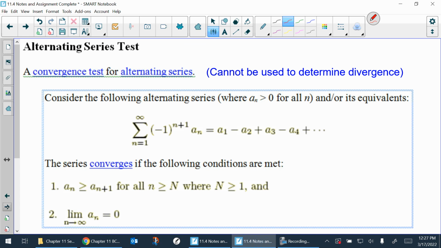Now, alternating series test for convergence. Okay, remember the nth term test? The nth term test could only test to see if something was divergent. Well, the alternating series test can only be used to determine convergence. It cannot be used to determine divergence. Now, the alternating series test is really kind of easy.